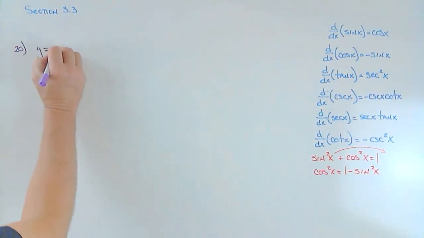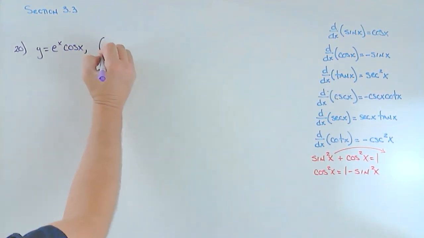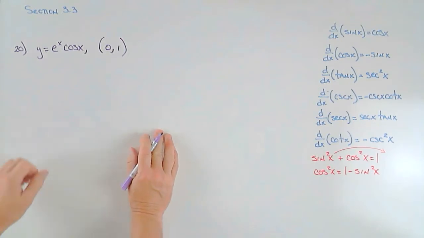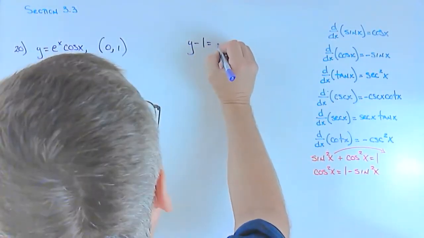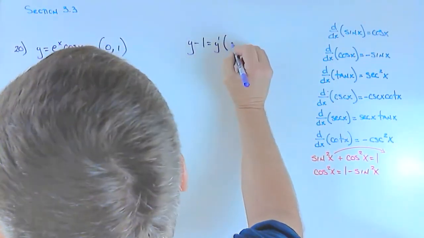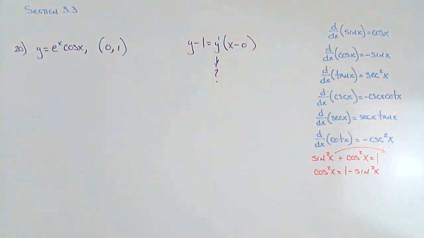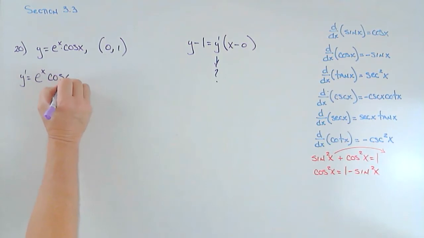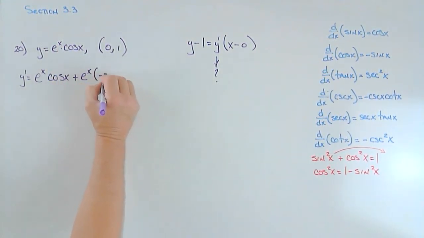We get y equals e to the x cosine x. And the point we're dealing with is 0, 1. So right now, we know the equation of our tangent line is y minus 1 equals our slope, y prime, times x minus 0. Our job is to find that. It's the product rule. So the derivative is going to be the derivative of e to the x, that's e to the x, times the second function. That's the product rule. Plus the first function times the derivative of cosine, which is negative sine.